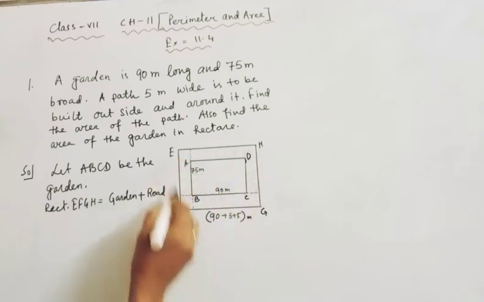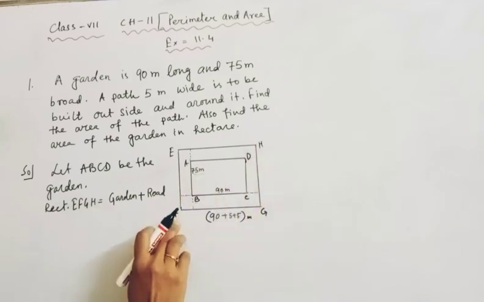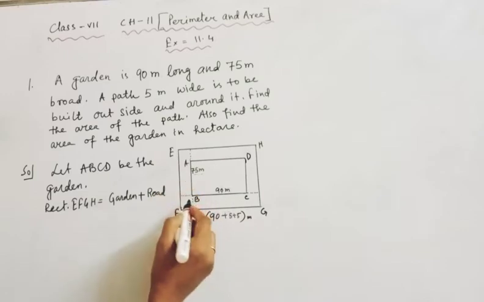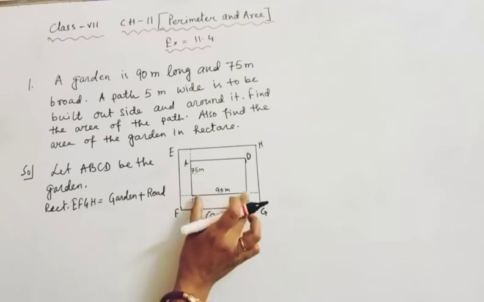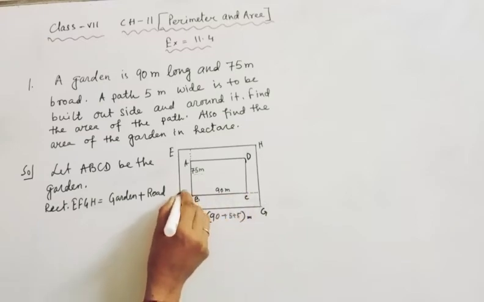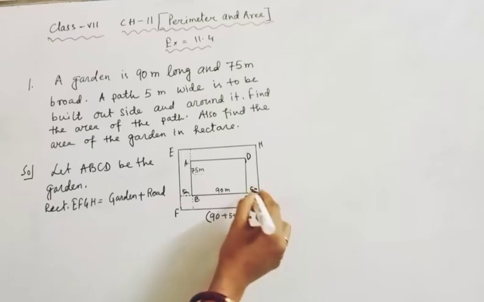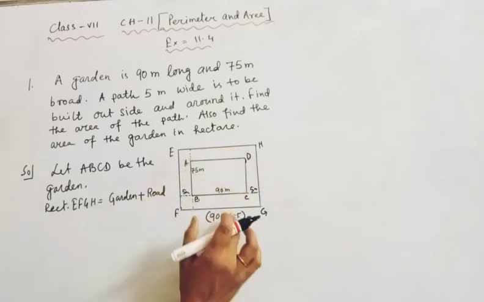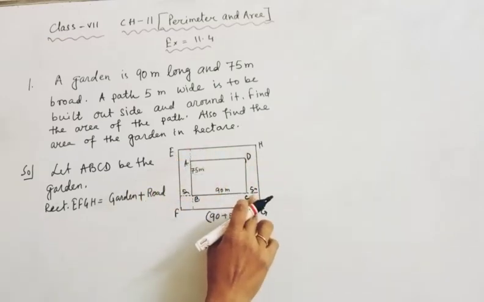You can see, I have taken another rectangle EFGH. It is 90 plus 5 from this side, 5-meter, and 5-meter from this side. So this all around the path is 5-meter wide. So on this side also it is 5-meter wide, this side also 5-meter wide.